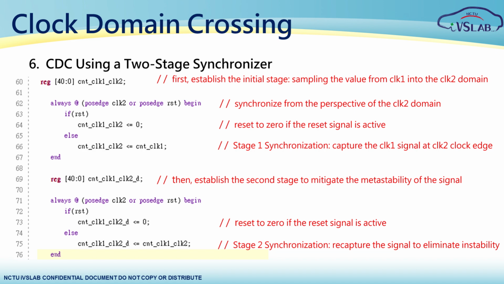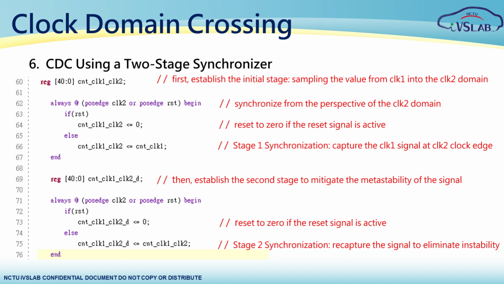Let's look at the two-stage synchronizer and see how to implement it. First, we establish our first register to capture the data value crossing over from clock 1 to clock 2. Then, with every rising edge of clock 2, the following logic is executed. If you look at this specific line of code, its purpose is to temporarily capture the clock 1 signal under the clock 2 domain, achieving our first stage synchronization.